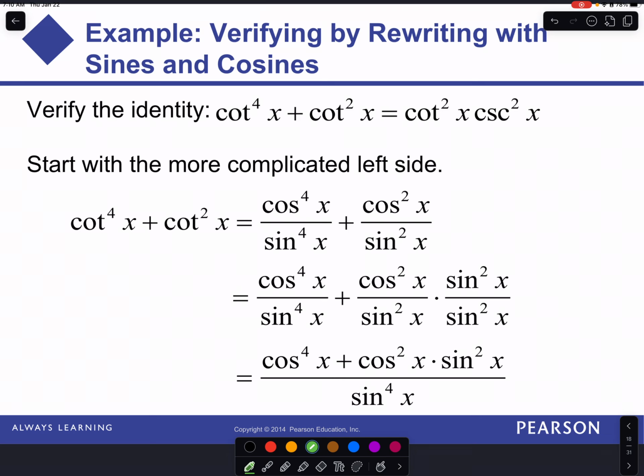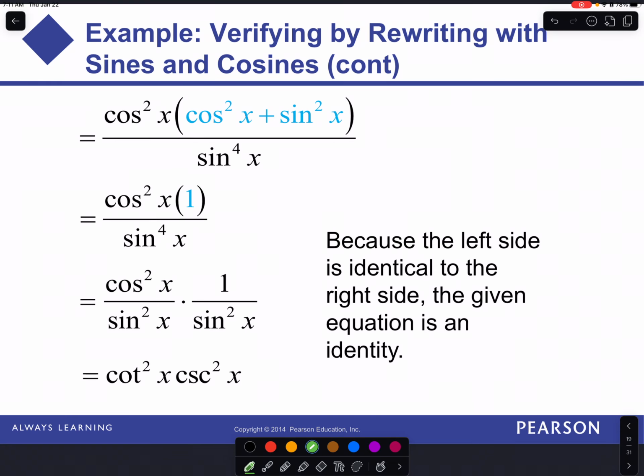Once we expanded the cotans, and then if we're going to add those fractions, we need a common denominator. So the least common multiple is going to be sine to the 4. So that middle term, we have to multiply by 1 in the form of sine squared over sine squared. So then we get cosine to the 4 plus cosine squared sine squared all over sine to the 4. We should be able to distribute that sine to the 4 into both terms.